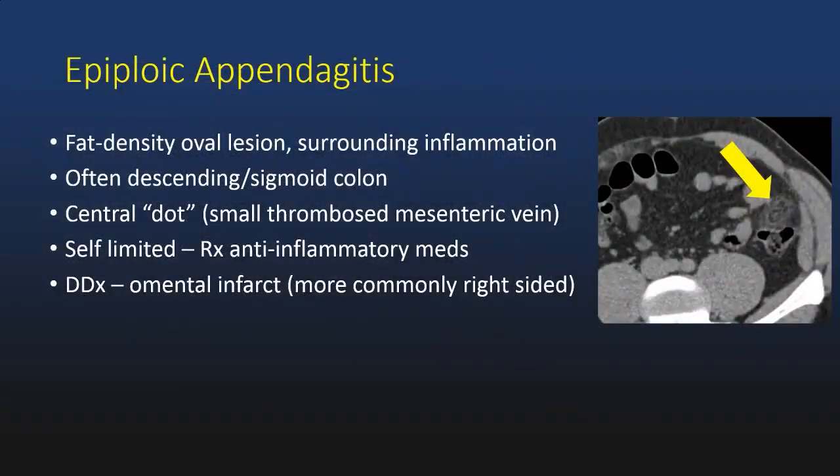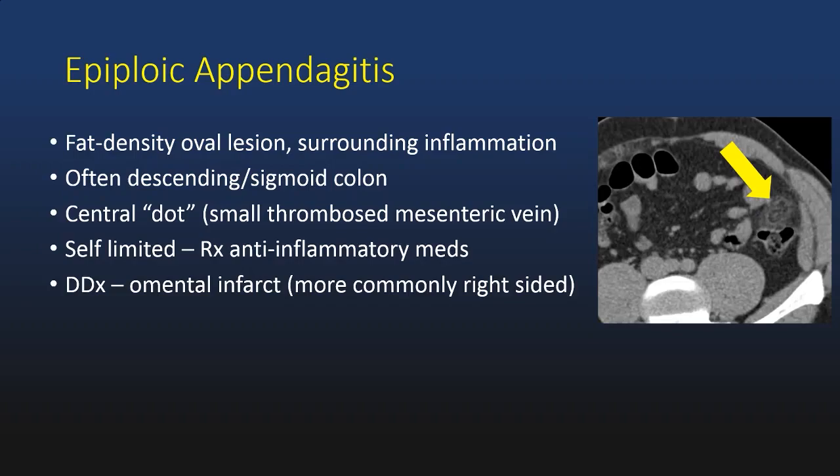Epiploic appendagitis manifests exactly in this way, that is, a fat density oval lesion with surrounding inflammation. Often they're associated with the descending or sigmoid colon. They can have an associated central dot, which is a small thrombosed mesenteric vein, approximately 50% of the time. It's important to make this diagnosis and not something else because the treatment is typically pain management.